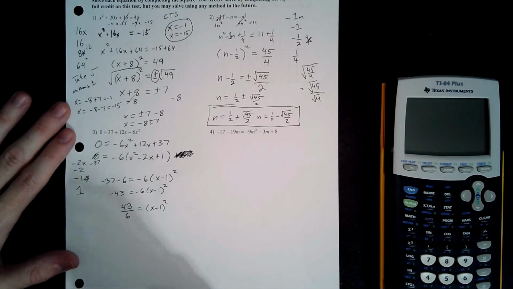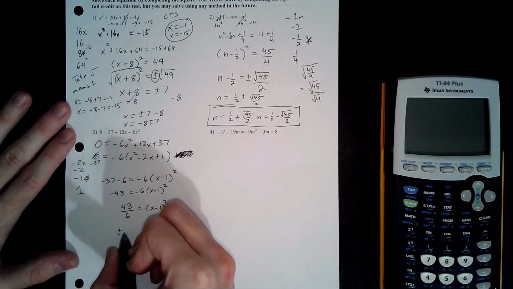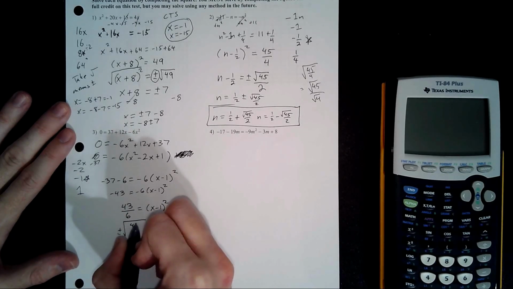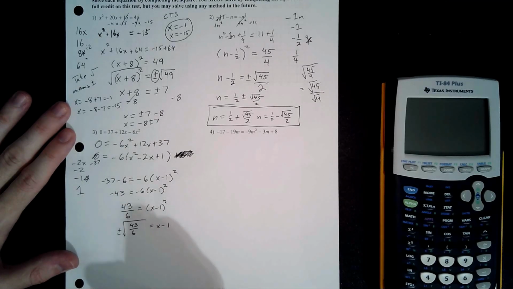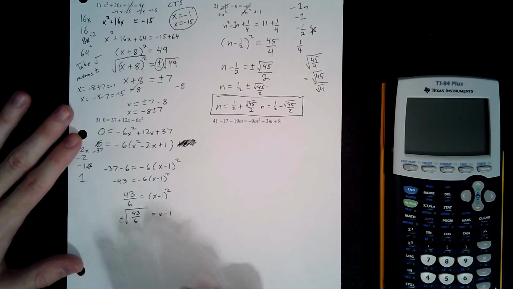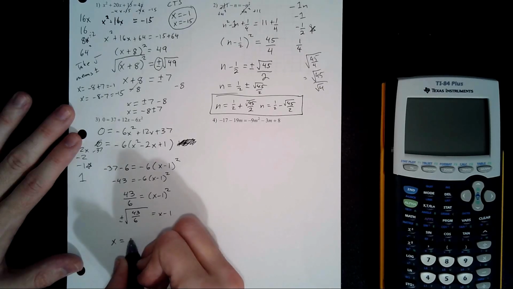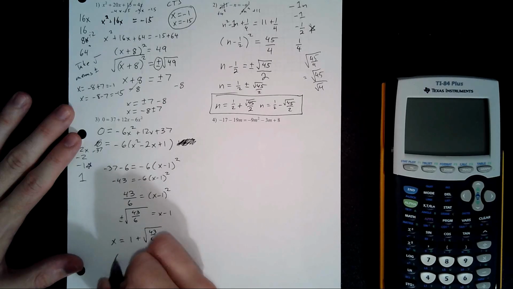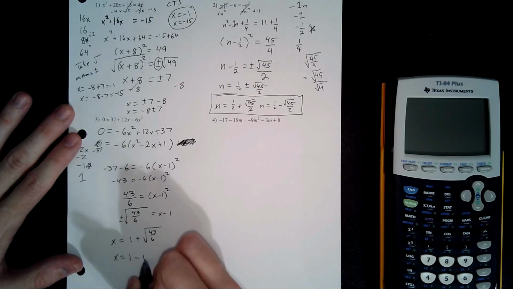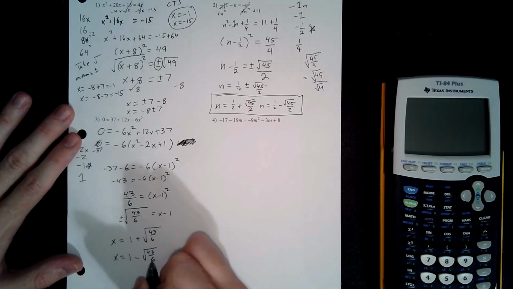And now I'm going to take the square root of both sides. This number can't really reduce at all. It's super duper nasty, and we're just going to leave it that way. And then we're going to add 1 to both sides and write our answer separately. So we get x equals 1 plus the square root of 43 over 6, and x equals 1 minus the square root of 43 over 6.